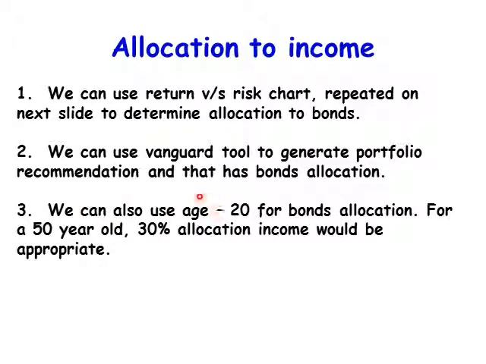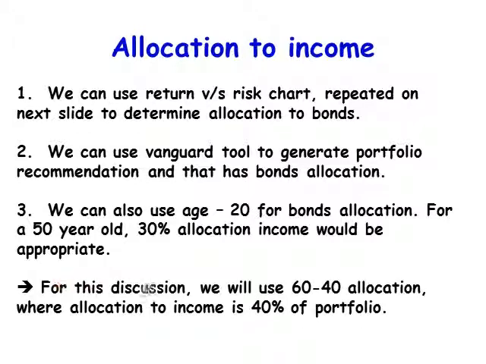You can also use a rule of thumb, age minus 20, for bonds allocation. For a 50-year-old, allocation to bonds would be 30%, and that's an appropriate age-based allocation. It used to be that for a 50-year-old, 50% allocation to income was considered appropriate. Now we live longer, and as such, a lower allocation to income is considered appropriate. You can use another allocation you are comfortable with. For this discussion, we will use a 60-40 allocation where allocation to income is 40% and that to equities is 60%.